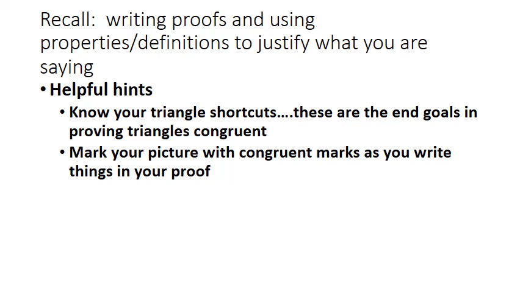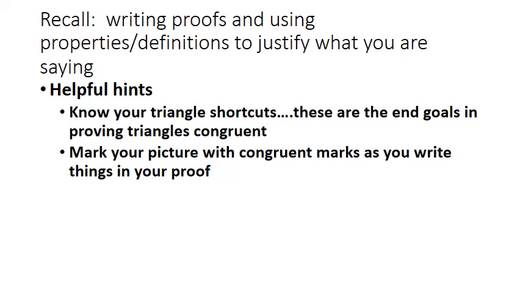So now that we have a good grip on how to write a two-column proof or a more formal proof, and since we've practiced with our algebra and we know all of our triangle congruent shortcuts like side angle side, side side side, all those different things, I'm just going to give you two helpful hints. So recall when writing proofs and using properties or just definitions to justify what you were saying.